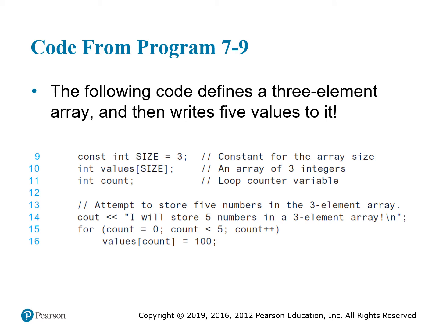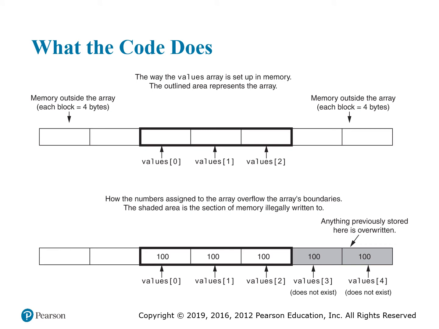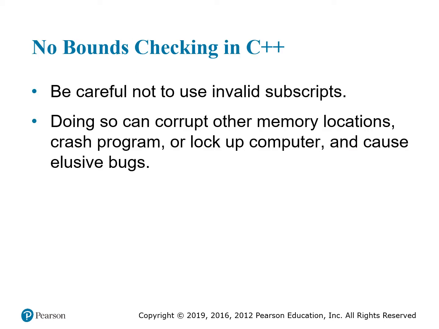So this just shows you that you can write and compile code that has a size of 3 but goes to a count of 5. What would happen there is that you would write 100 at 0, 100 at 1, 100 at position 2, then you'd write 100 at what would be position 3 and what would be position 4, and if there are actual variables holding data in those locations, you've just overwritten those variables. Well, what if those variables are critical for your program? You can cause the program to crash. You can actually even lock up the computer.